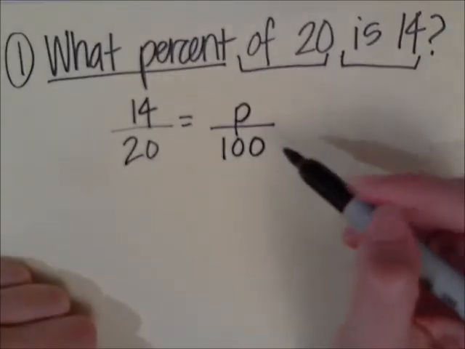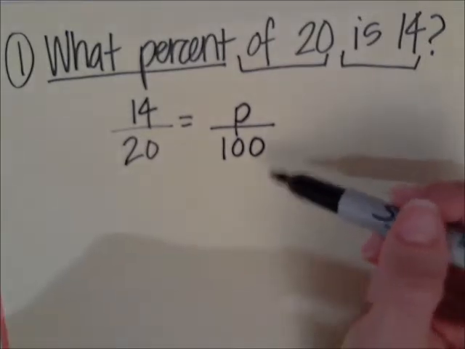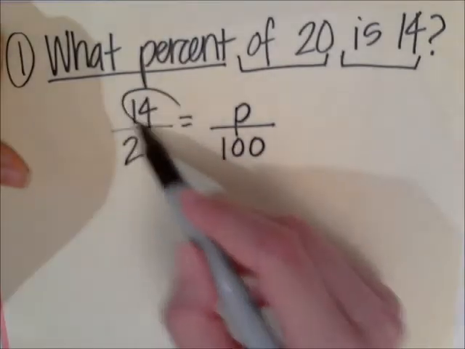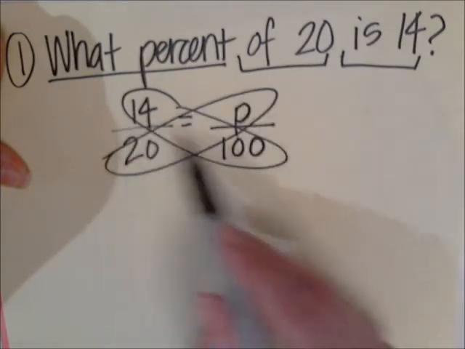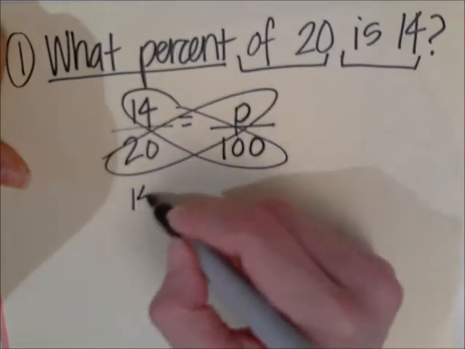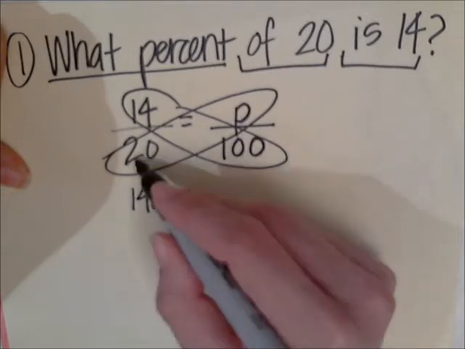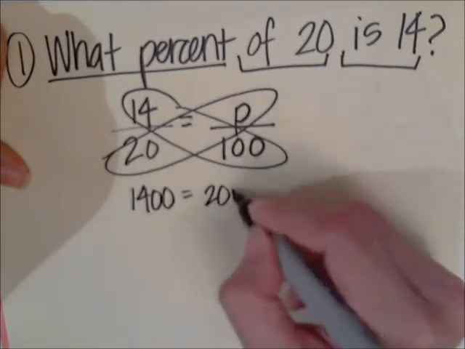So now that I have my proportion set up, I'm going to do some cross multiplication, because that is going to help me isolate p. So 14 times 100 is 1400, and 20 times p is 20p.